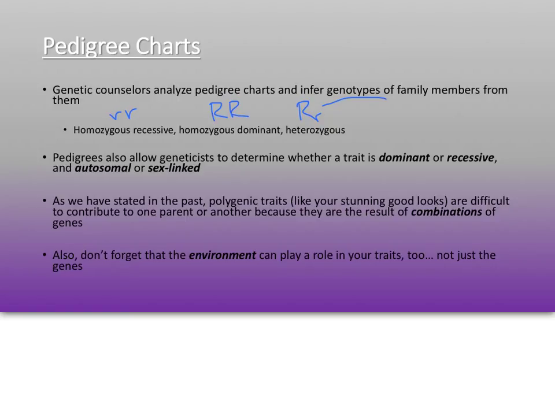Now, ultimately, all a pedigree does is allow us to observe a whole bunch of Punnett squares. I'm not going to make you draw Punnett squares at all during this chapter, but there are times where you might want to, and if so, go for it, because that will also help you make sense of what you see in a pedigree.